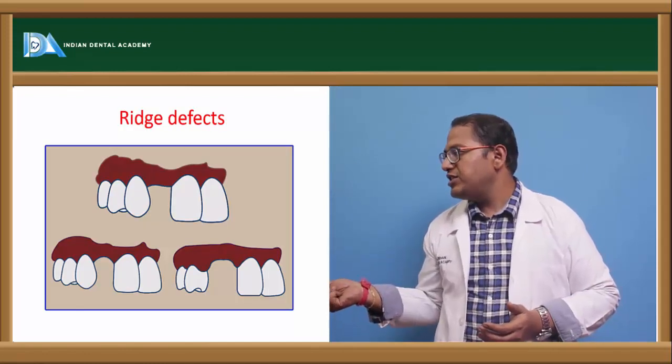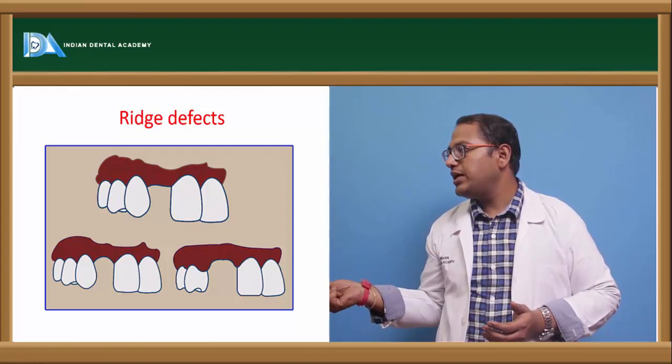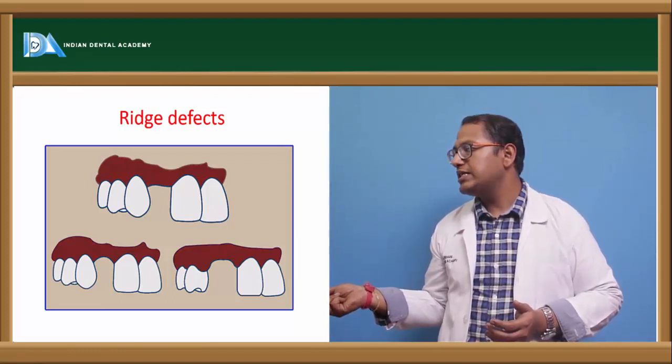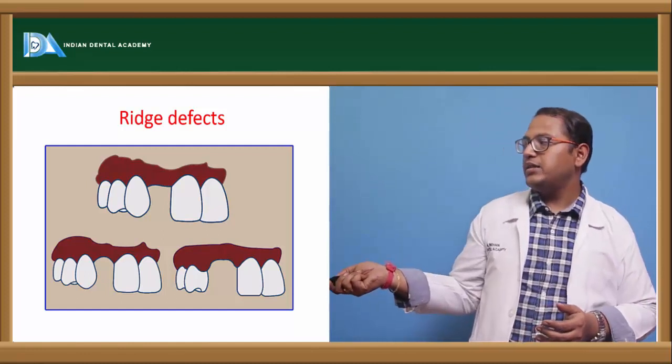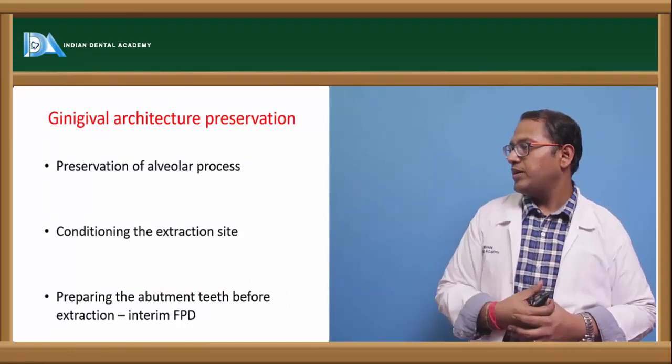So these are the different ridge defects. Seibert's classification: Class 1 is loss in width, Class 2 is loss in height, and Class 3 is loss in both width and height. 1 width, 2 height, 3rd width and height both.